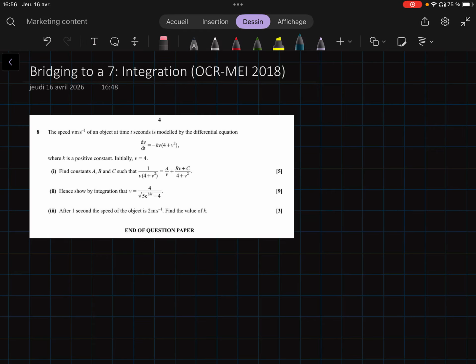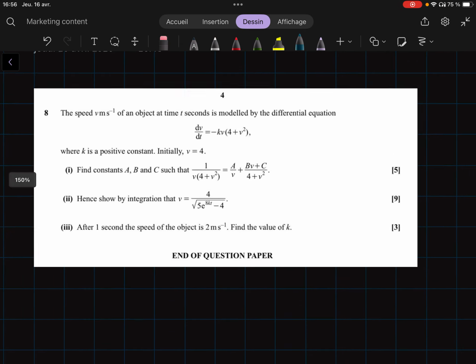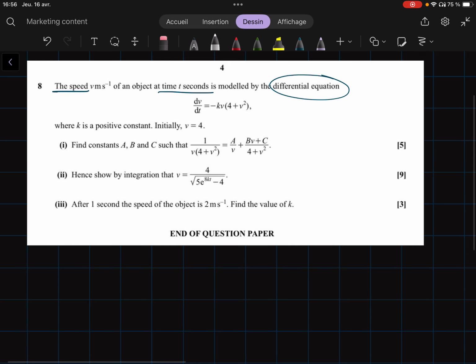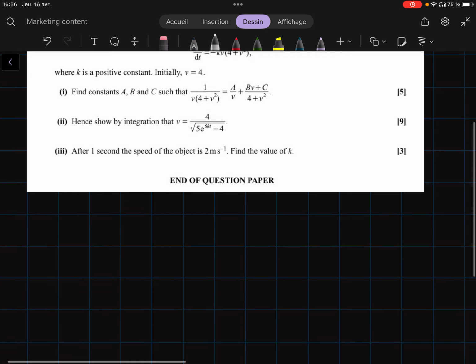Hiya! On today's episode of Preaching to a Seven, we'll have a look at an integration question. You're given the speed of an object at time t seconds given by the differential equation, and then you're asked to model with it. At first glance, this equation doesn't seem too bad. But of course, the devil is in the details. So, without any further ado, let's get cracking with part 1.